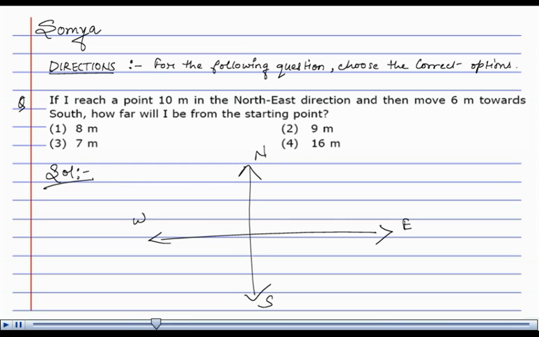Now let's check the information first. I reach 10 meters in a northeast direction, that is towards this direction for 10 meters. Then move 6 meters towards south. How far will I be from the starting point? Let's say this point is x.